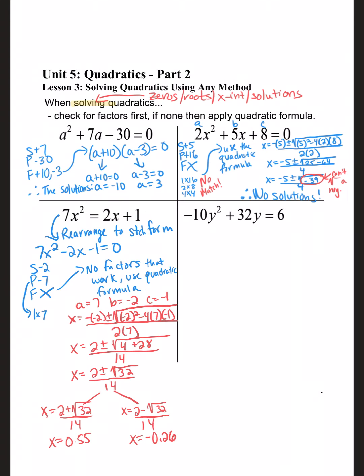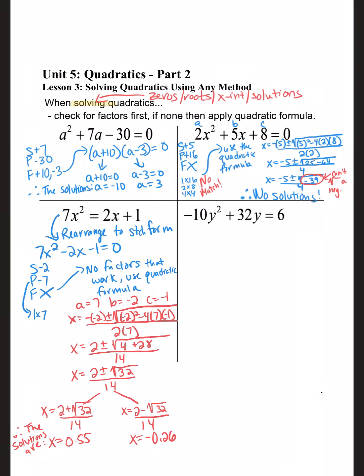So if you plug into the quadratic formula, you should end up with solutions. So we'll say therefore the solutions are x equals 0.55 or x equals negative 0.26. We'll try one more. So again, we need to get everything on one side of the equation.